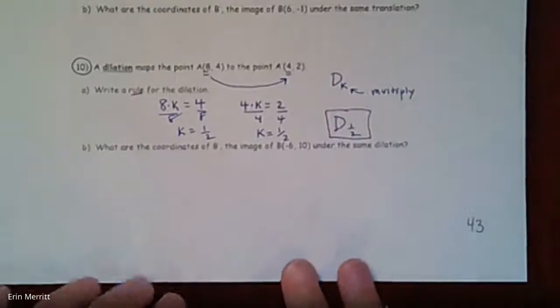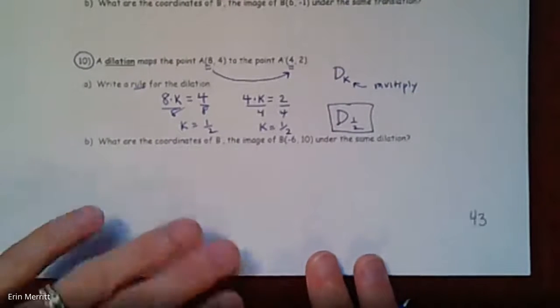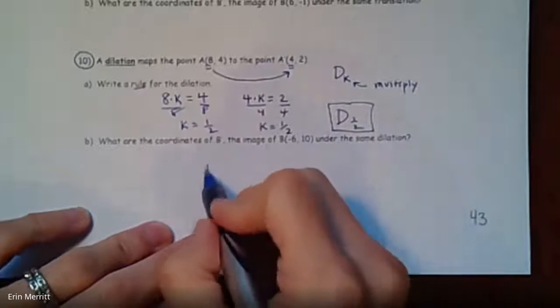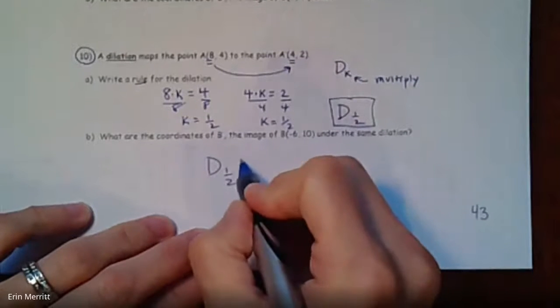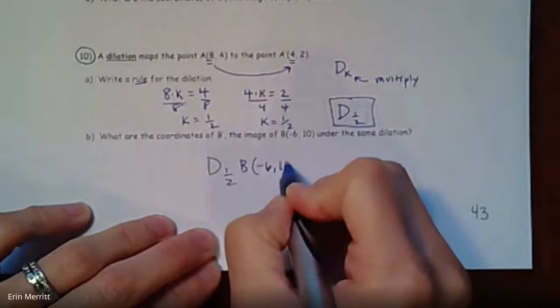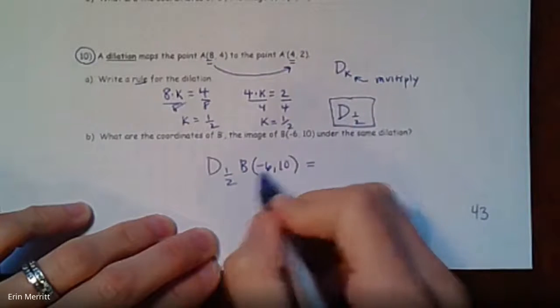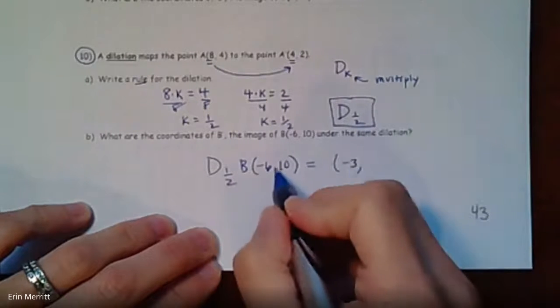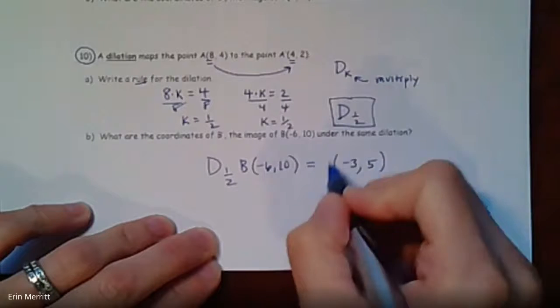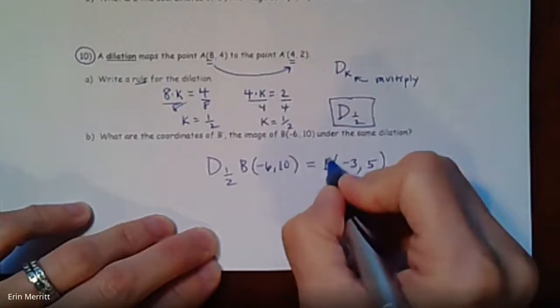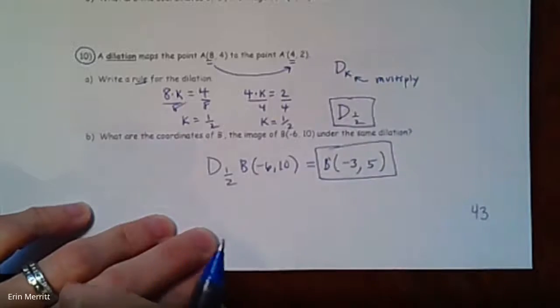Right? What are the coordinates of B prime? The image of B under the same dilation. So now it's just saying, let's actually dilate point B, which is -6, 10. And so you're multiplying. -6 times a half would be -3. 10 times a half, that would be 5. So those would be the coordinates of B prime.